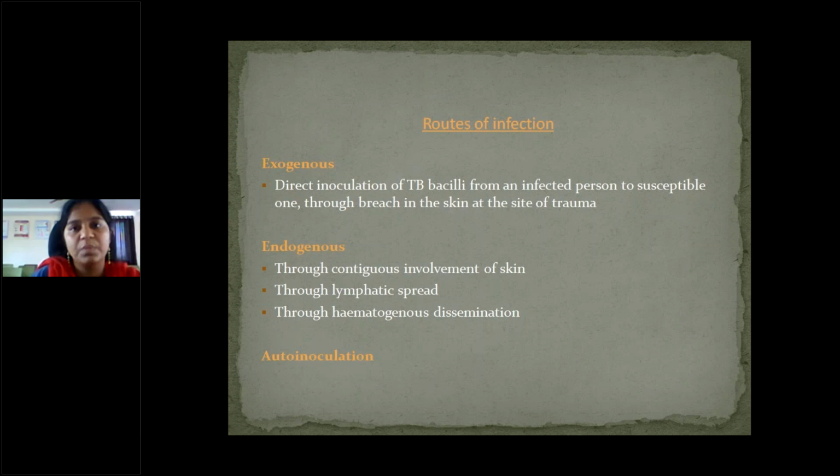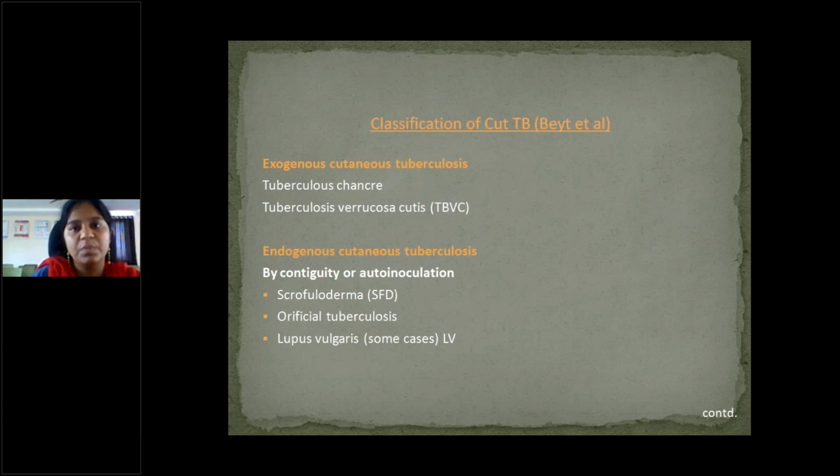Based on the routes of infection, the severity and the prognosis of the disease depend. So this is very important to know, by what route the infection has occurred in this patient. So based on Bate et al. classification, we can classify cutaneous tuberculosis clinically into two types: exogenous cutaneous tuberculosis and endogenous cutaneous tuberculosis. Exogenous cutaneous tuberculosis has two main types, that is the chancre and tuberculosis verrucosa cutis. And endogenous, by contiguity or autoinoculation, you can see scrofuloderma, orificial tuberculosis, and lupus vulgaris.